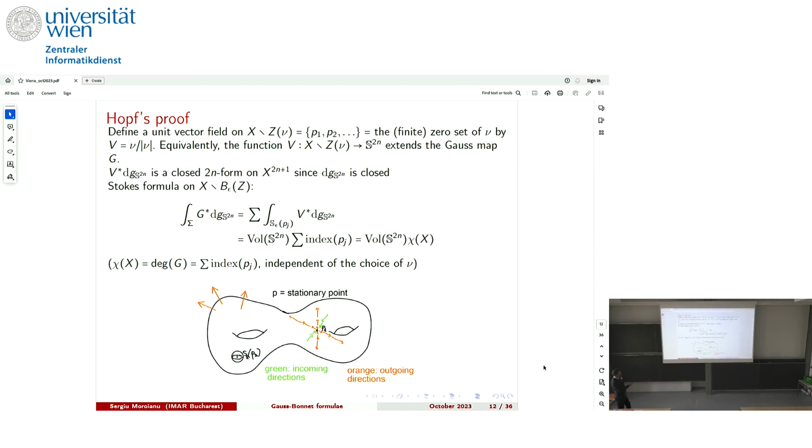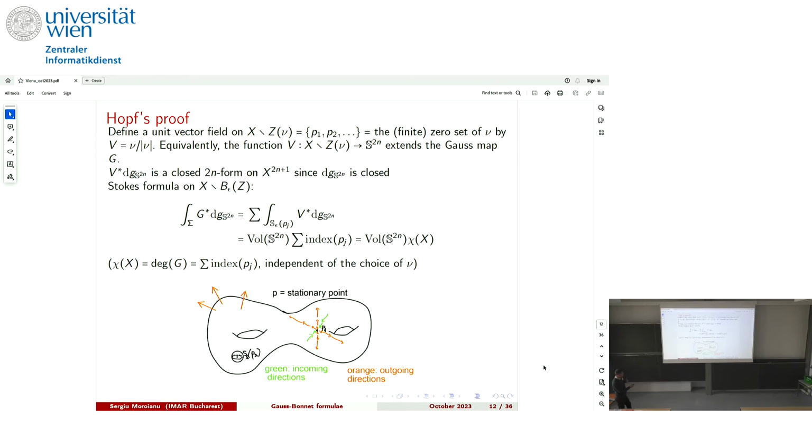Now, let's see how Hopf proves his formula. His basic construction is that he extends the Gauss map G to the interior with the exception of these points, because he has to normalize the vector nu. So he extends to a vector nu, but this will have zeros. So when you divide by the norm, there are singularities in these points. So V is not defined in these points. Nevertheless, you can pull back by the smooth map V the volume form from the sphere. And now, yes?